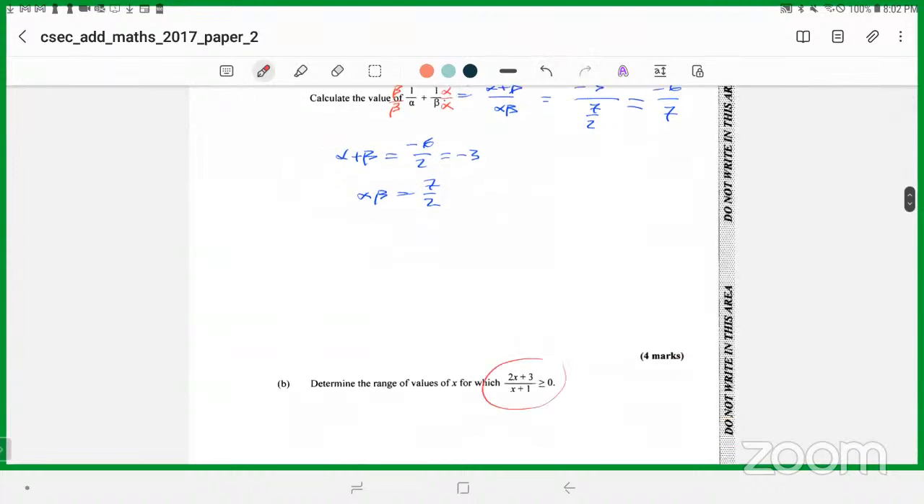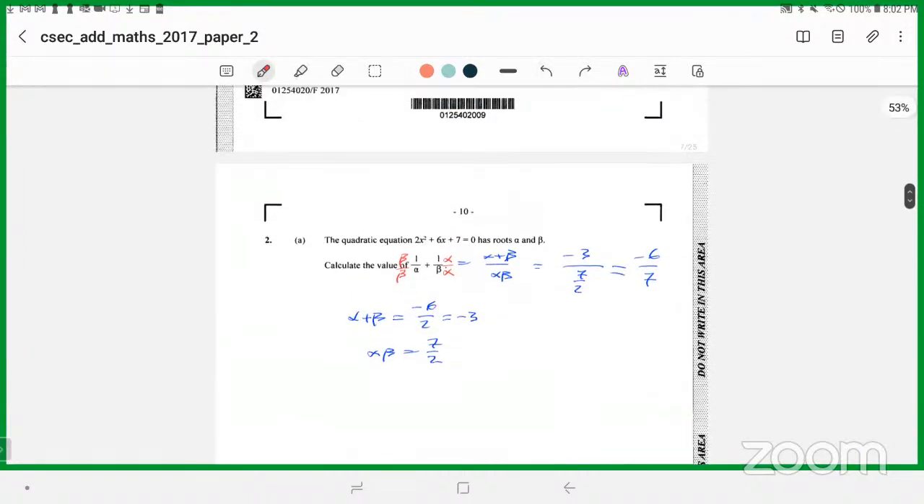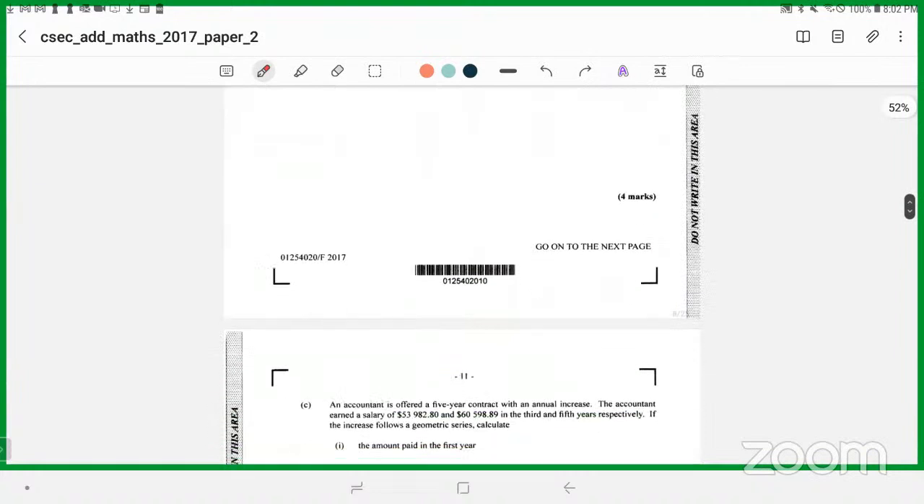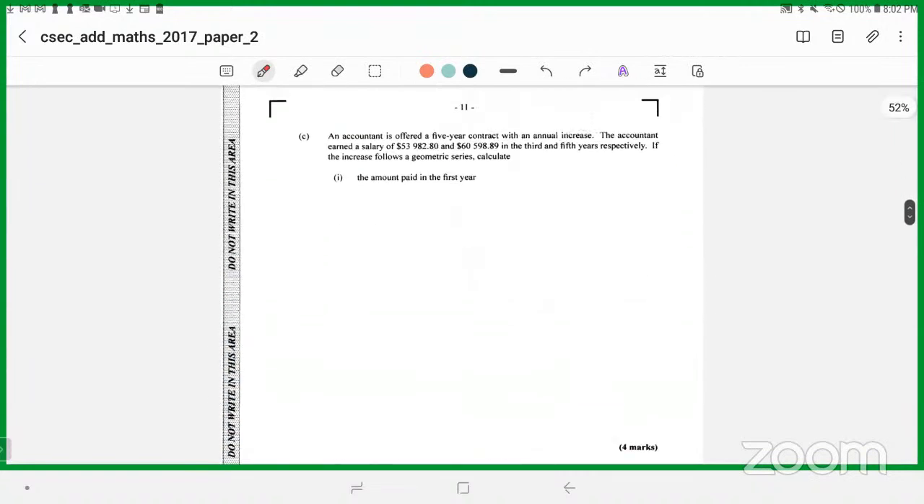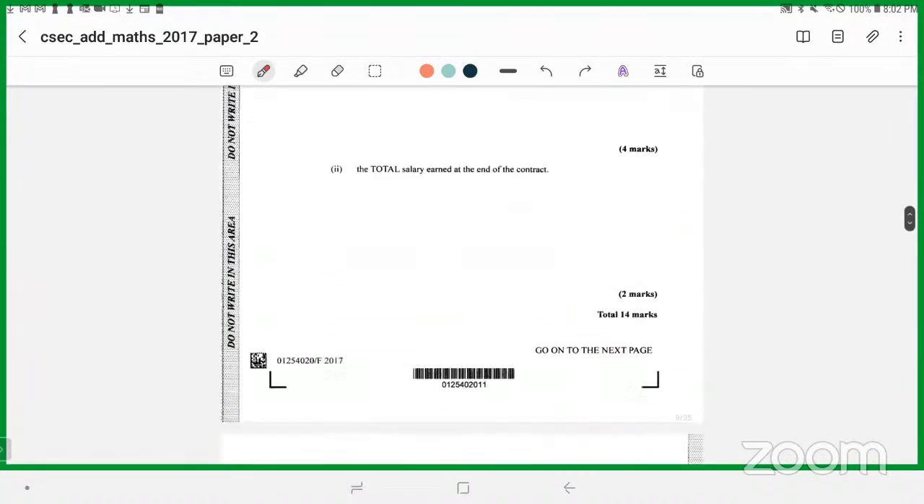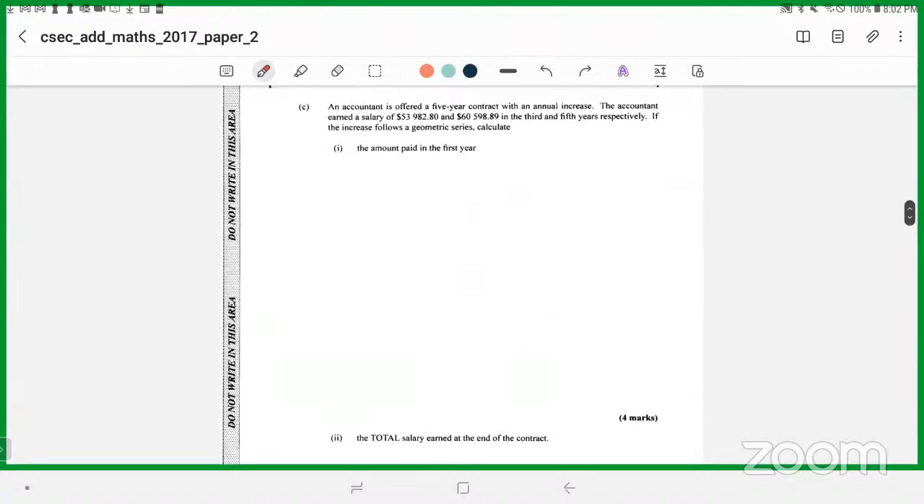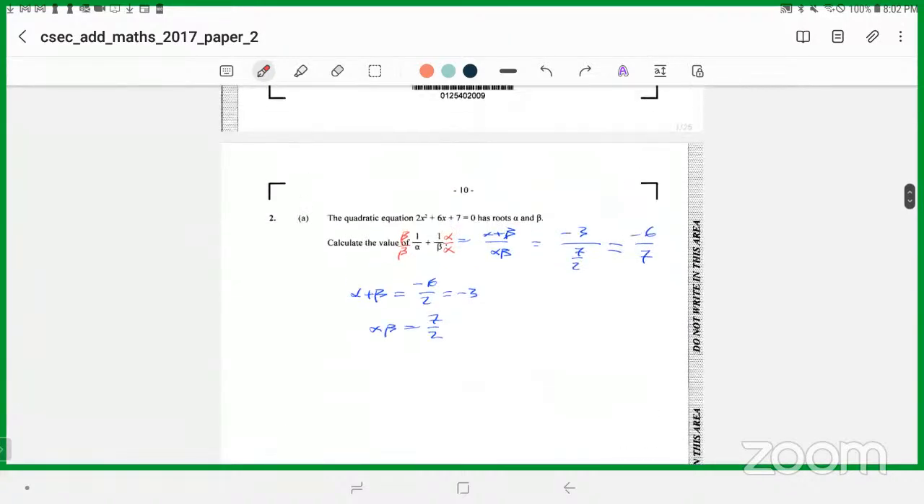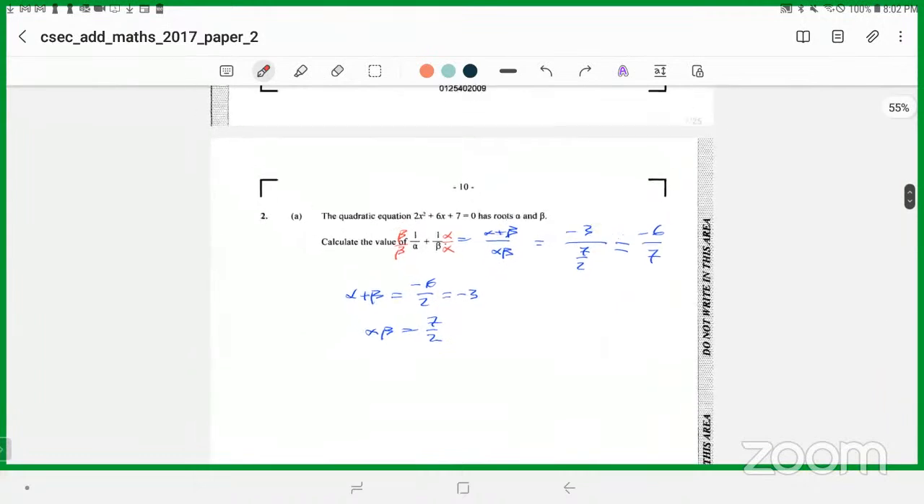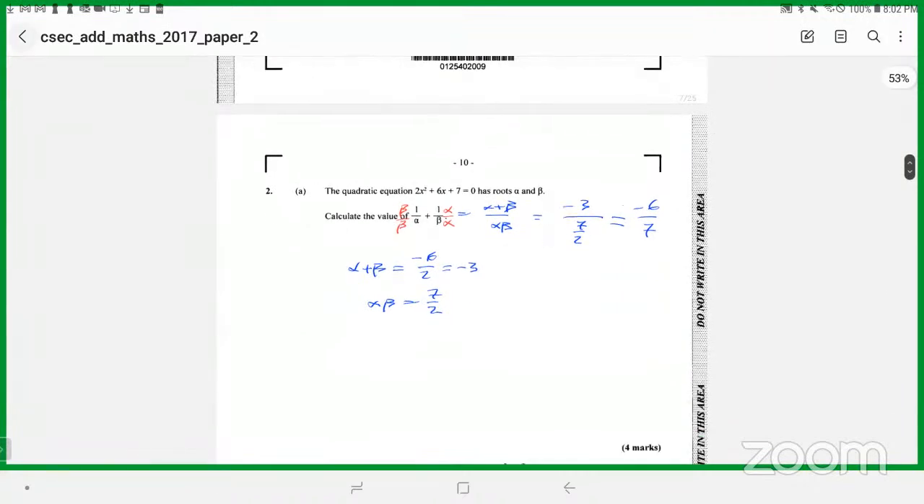We'll do this in another question. Let's see if there's any other quadratics here. Doubt it. This is a serious question. All right, and so that is done. 2017 quadratics done. That one question right there. All right, so let's go to 2018.